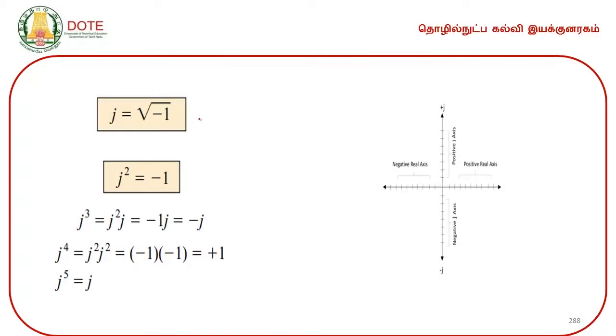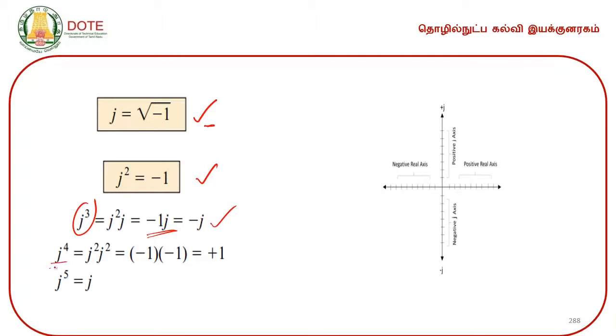So, this is the value of J, it is square root of minus 1. When you square this particular expression, you get J square, which is equal to minus 1. So, J cube is equal to J square into J. Already we know that the J square value is minus 1, and that into J will yield you minus J.